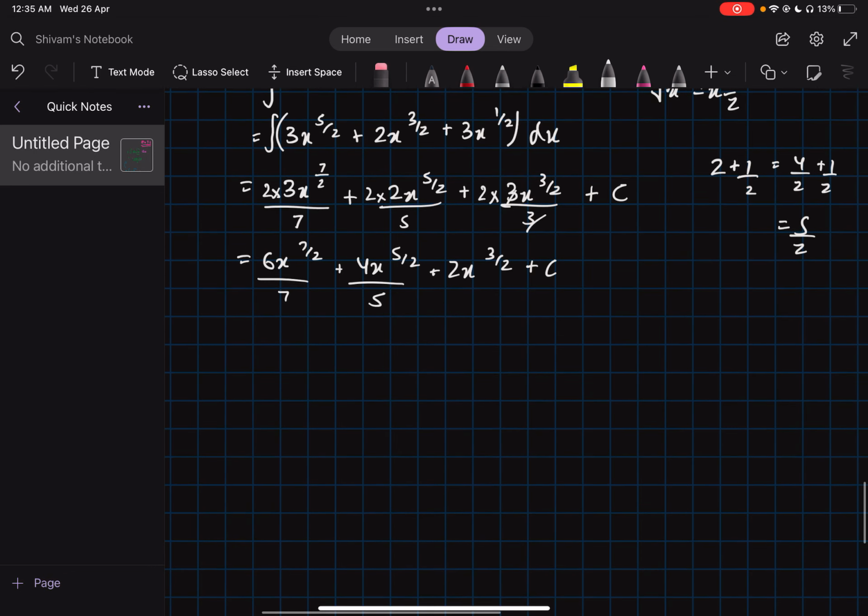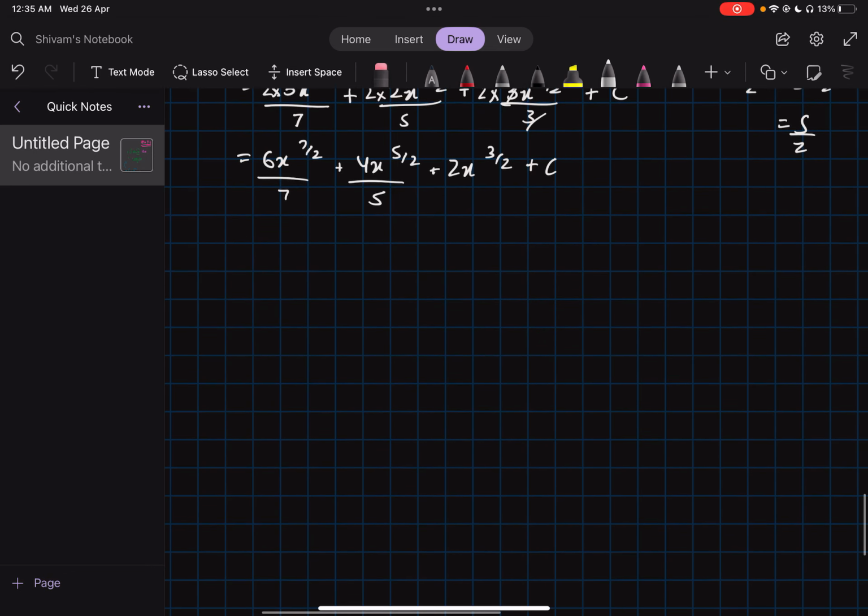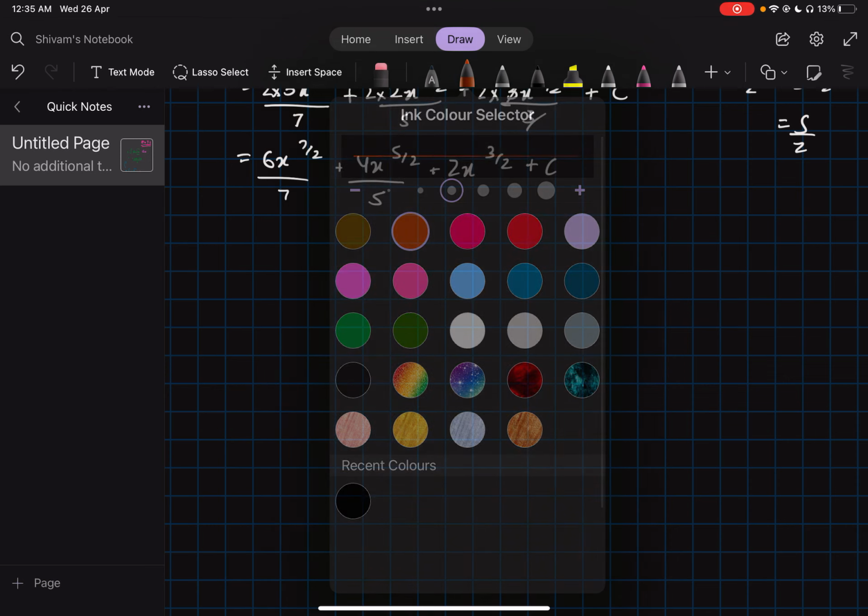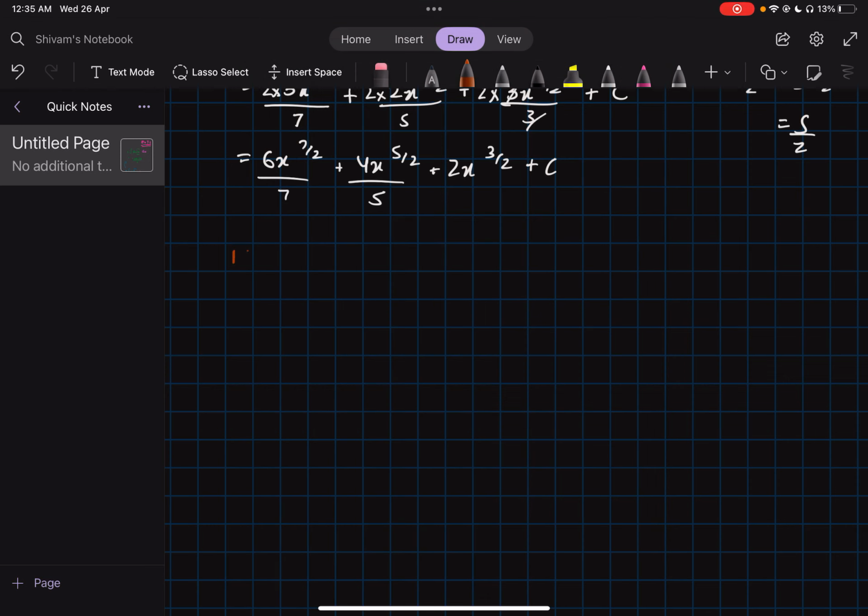Right. Moving on. So the 16th question reads, the integral of 2x minus 3 cosine x plus e to the x dx.